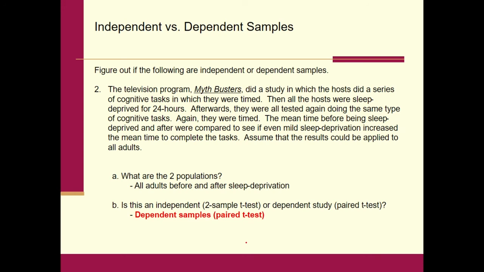All right. I must say that if I was going to do this for real, I would randomly assign if they were sleep deprived first or sleep deprived second. That would make a better experiment. Okay, but this is a television show. They got time restrictions and things like that. Okay, but certainly this would be a dependent samples case, paired t-test. Oh, and by the way, it definitely took longer on average after the sleep deprivation.